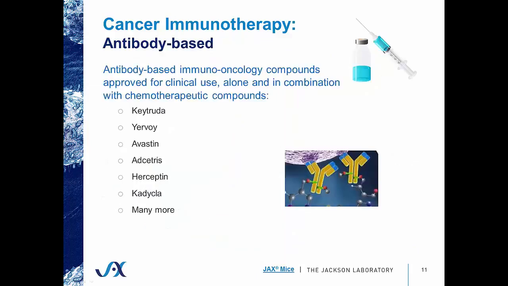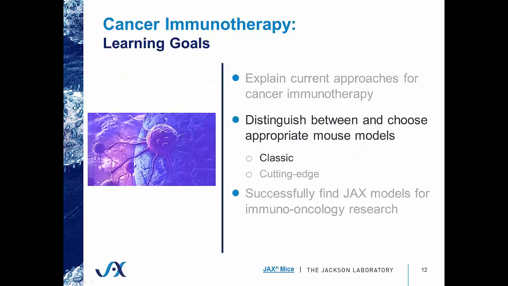Consequently, we can see that many antibody-based therapies have made it to the clinic and are widely used alone or in combination to treat different cancers, including Keytruda, Avastin, Herceptin, and these are just some of them that have made it to the clinic. But what's important to know is that they all had to be tested in a preclinical model first. So now let's talk about some of those models, some of the classic models used for cancer immunotherapy.